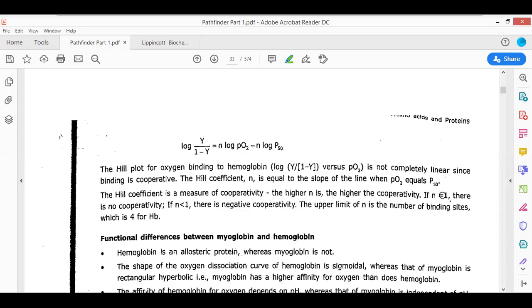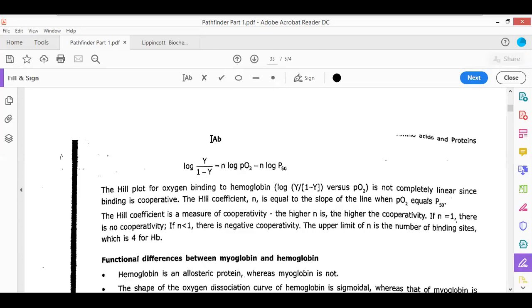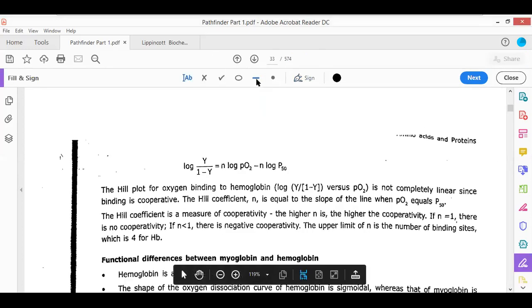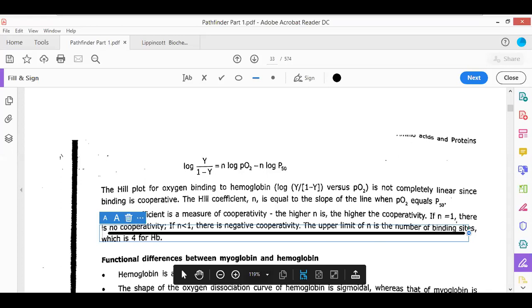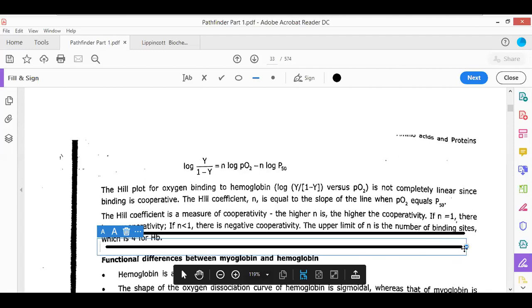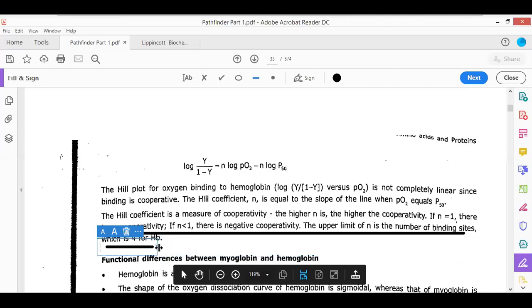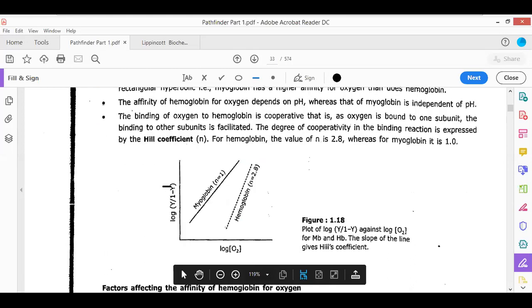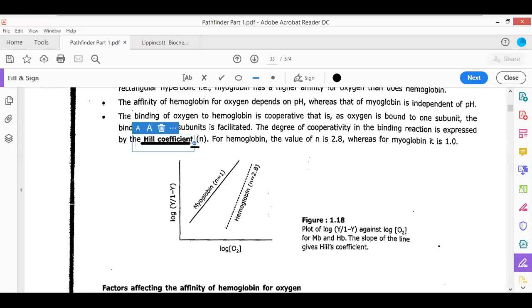Here the value of n equal to 1 indicates no cooperativity, n less than 1 indicates negative cooperativity, and n greater than 1 clearly indicates positive cooperativity. Okay, this is referred to as the Hill plot. I'm just covering some of the very important lines from this Hill plot. For hemoglobin, the value is 3.6. Some authors write 4. In the old edition, 4 is given in Pathfinder. In the new one, it is 3.6 or 2.8. See this. This is the positive cooperativity of hemoglobin. There is no cooperativity in myoglobin. This n is commonly referred to as the Hill coefficient.